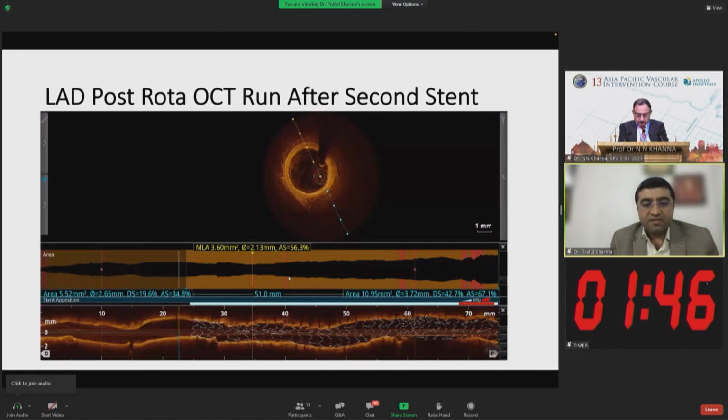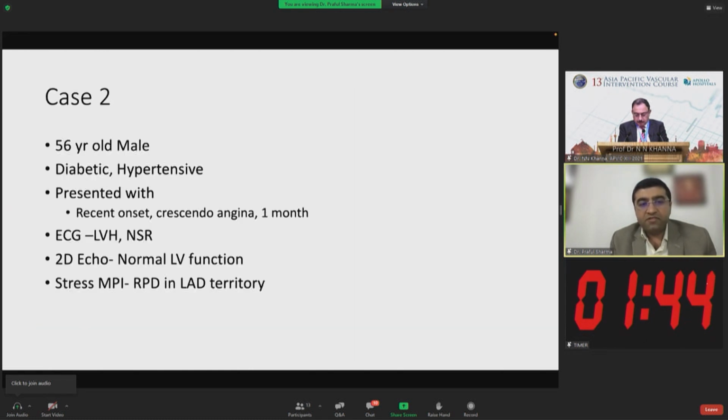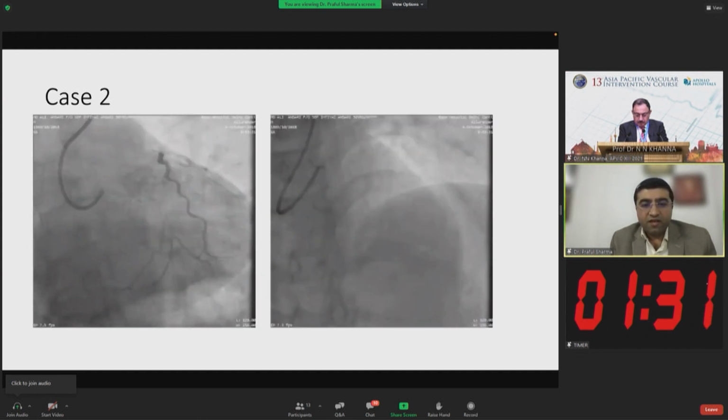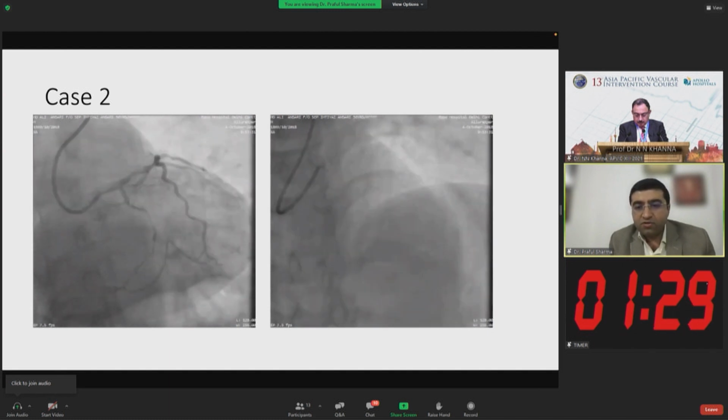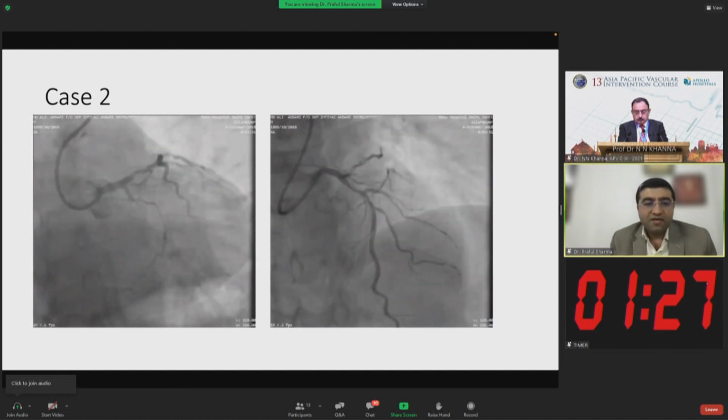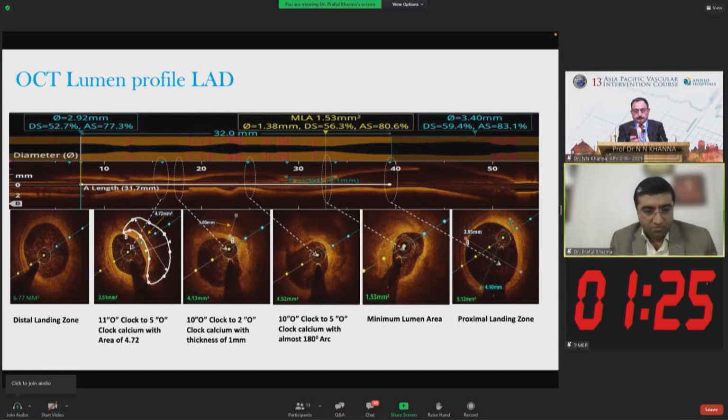Now, another case: a 56-year-old male, diabetic and hypertensive, with crescendo angina for a month. ECG was sinus rhythm, echo showed normal function, and he had a reversible perfusion defect in the LAD territory. Now, if you see again, the LAD does not look significantly calcified. So the OCT again sprung up some surprises, but not so much as the previous case.